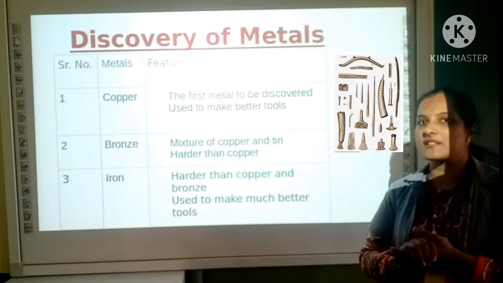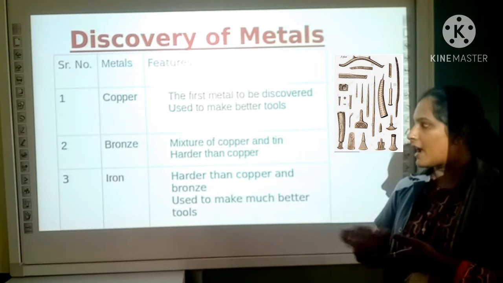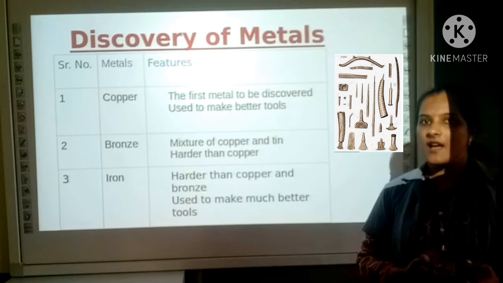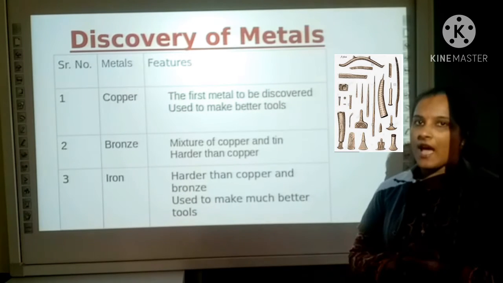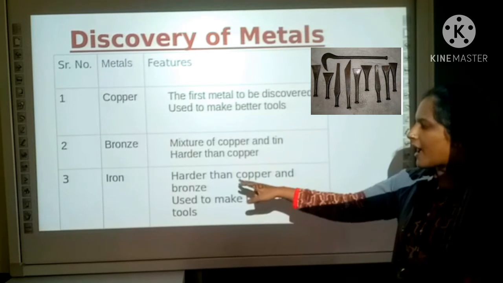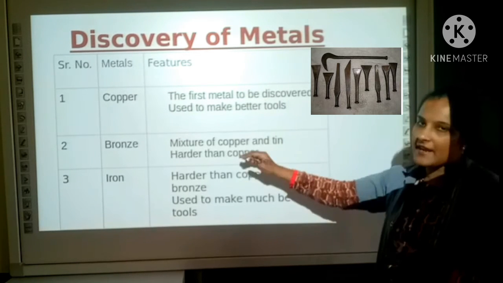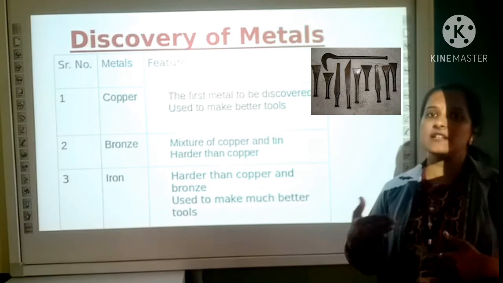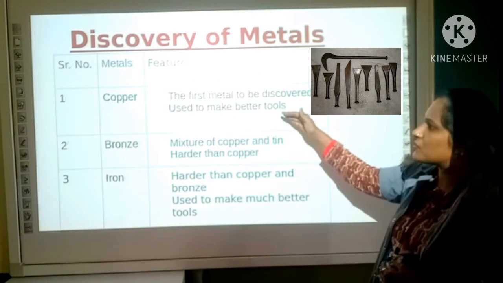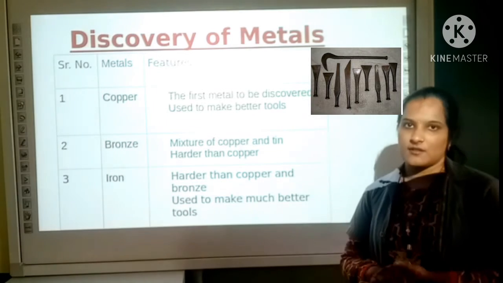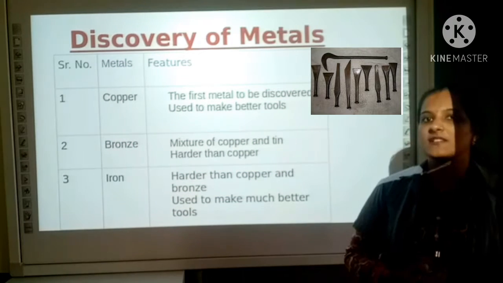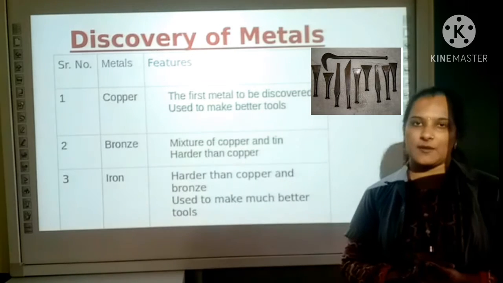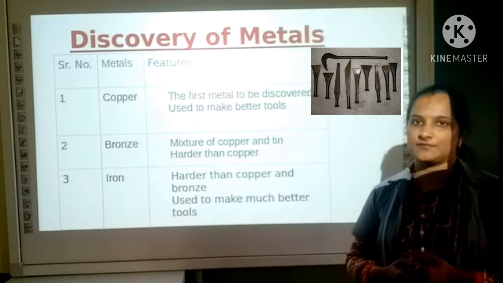इन दोनों का mixture से क्या बना? Bronze, and it was harder than copper. As compared to copper, it was much harder. Then came the iron. Iron was harder than both copper and bronze, and it was used to make better tools. Better means as compared to copper and bronze. Copper और bronze के tools से better quality के tools हैं, तो वो किसके हैं? Iron के हैं, because it is much durable.